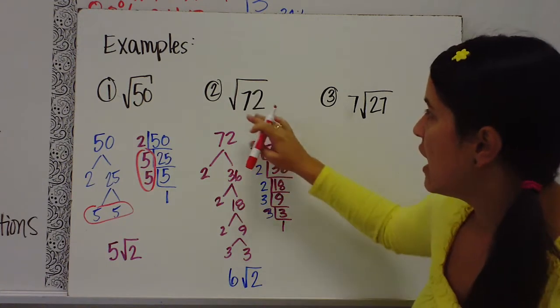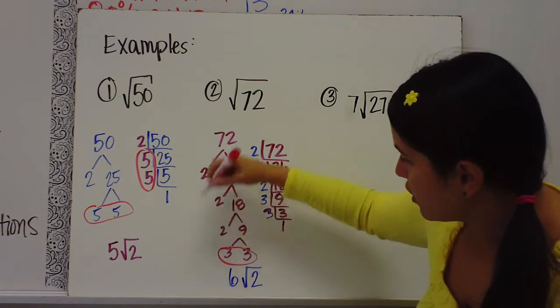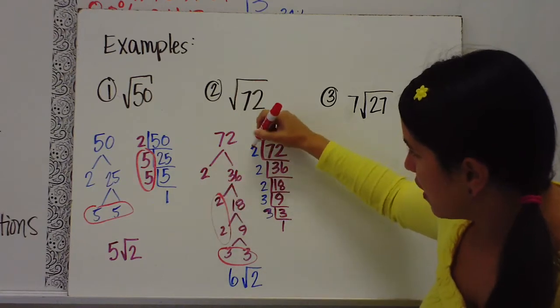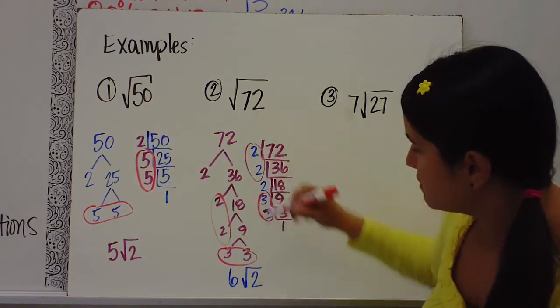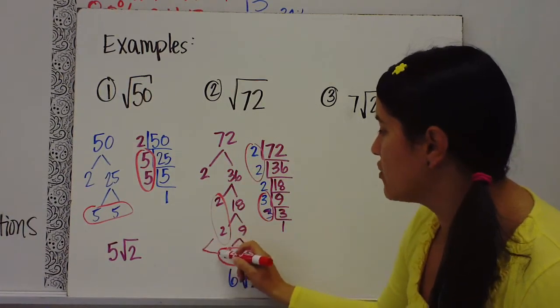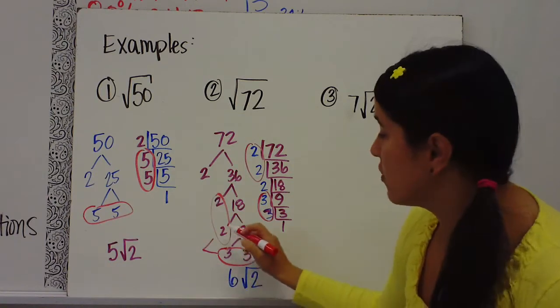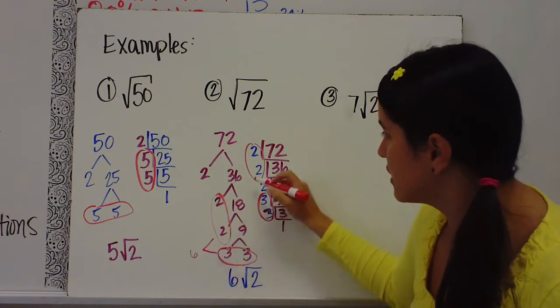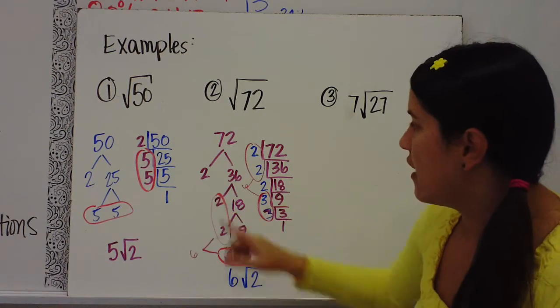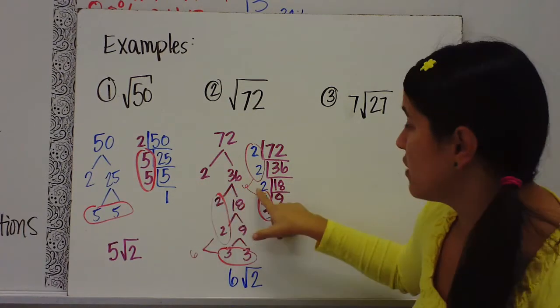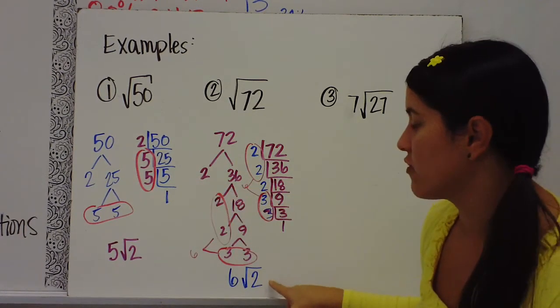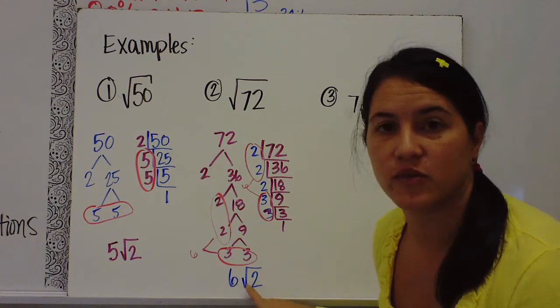You stop at 1. We need pairs, so I have a pair of 3s and I have a pair of 2s. The pairs can come out of the radical. So we're going to multiply. 2 times 3, we get 6. And then whatever I have left, I have a 2 left in both problems, that stays under the radical. So my answer is 6 root 2.